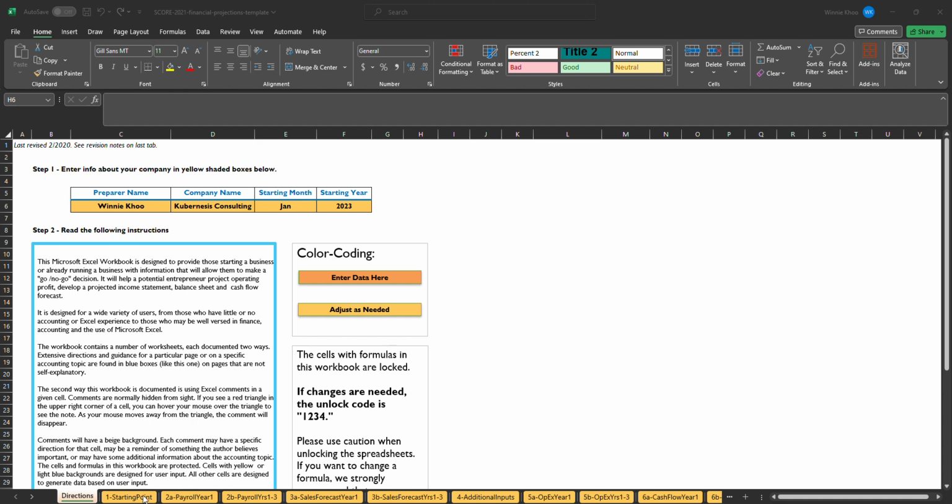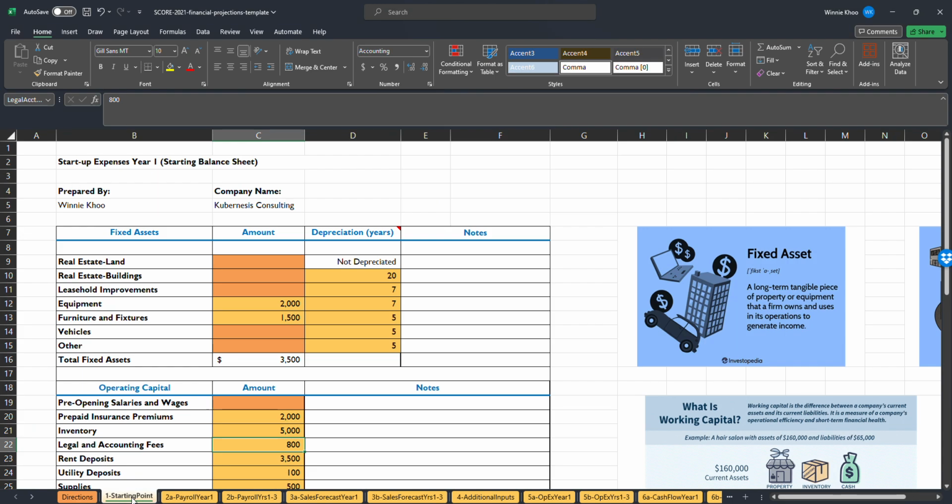So now we're moving on to the next tab, which is starting point. This is essentially the startup expenses for year one, the starting balance sheet, essentially the opening balance sheet. These are all the things that are needed to get the business up and running. And this starts off with the fixed assets.